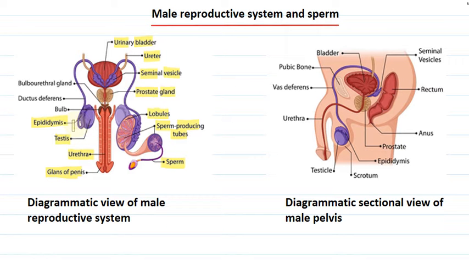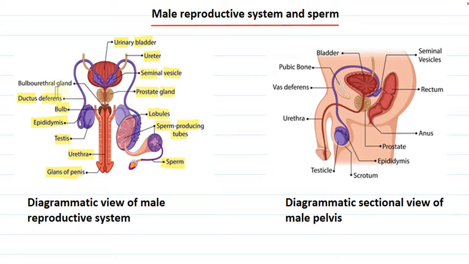Okay, then here we can see there is the bulb. It is present above the scrotum and it contains the testicles. Then there is the ductus deferens. The ductus deferens is also commonly known as the vas deferens. It is a male sex accessory duct and it transports sperm from the epididymis to the urethra.